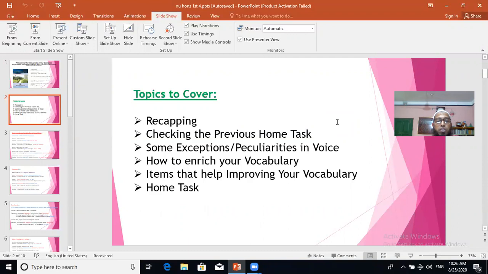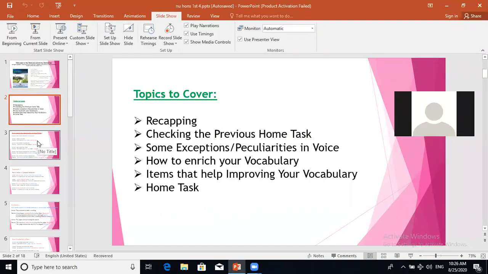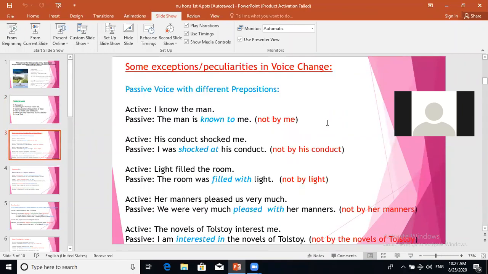I told you voice change is a large subject. There are a lot of exceptions. That's why I could not finish that day. So today's class will start with some exceptions or peculiarities of voice change, and how to enrich your vocabulary and items that help improving your vocabulary. Okay, so let's see. Some exceptions or peculiarities in voice change.